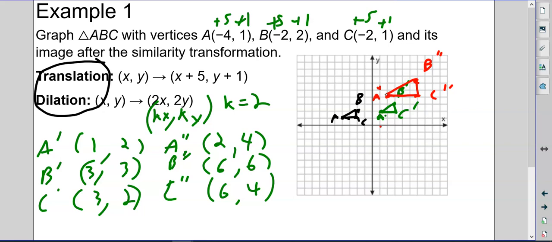Now, why does it move out from there? If you remember back to when we first learned about dilations, we had this drawing, and we talked about P being here and P prime being out here. So it's kind of moving that direction, up and to the right. That's how it works.